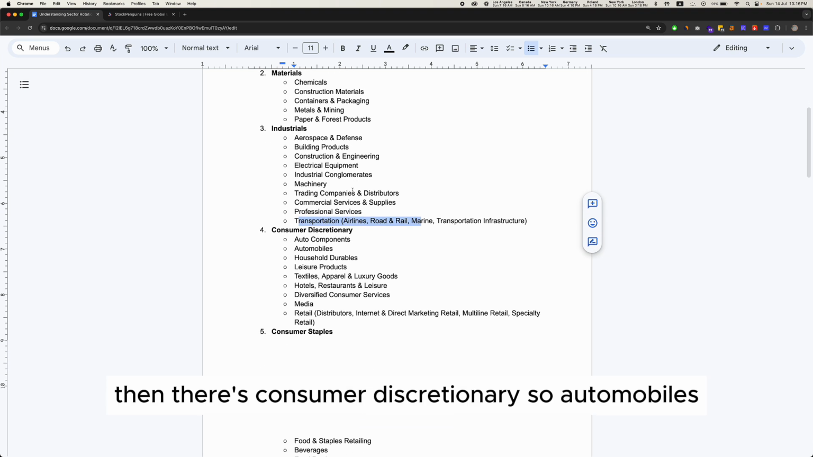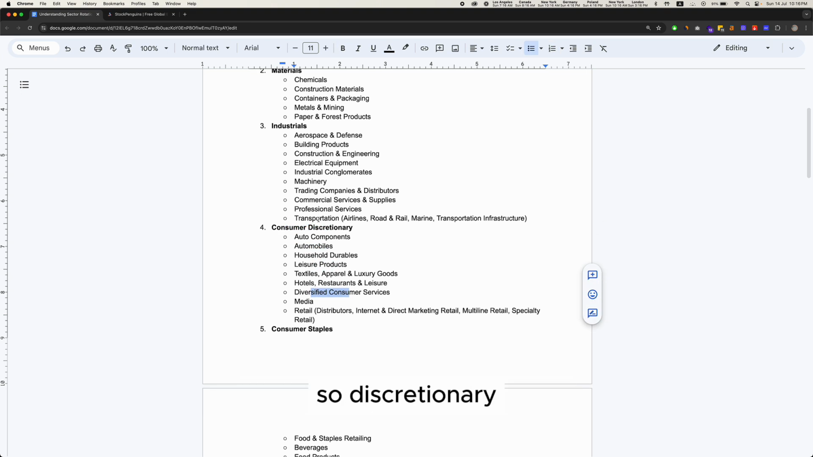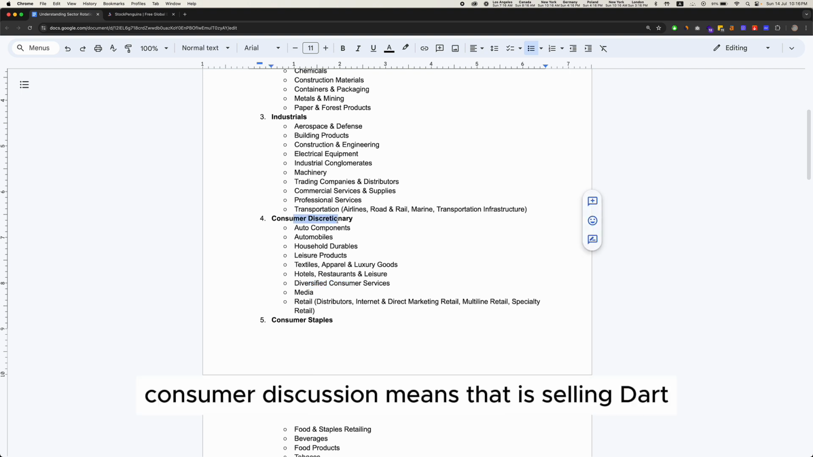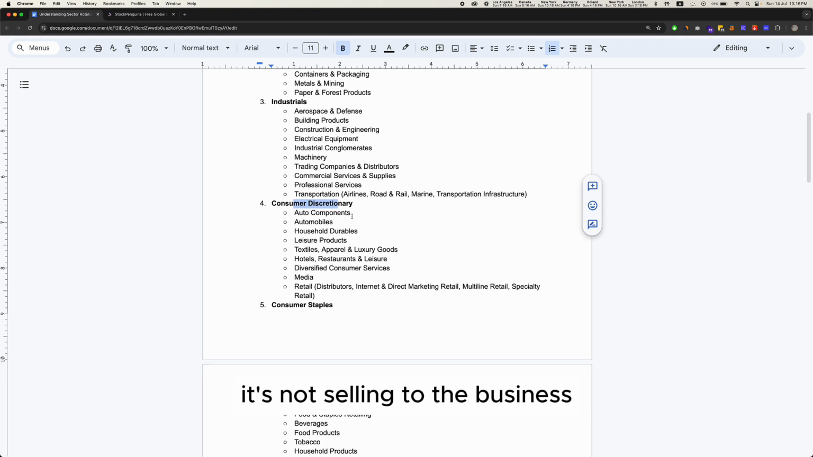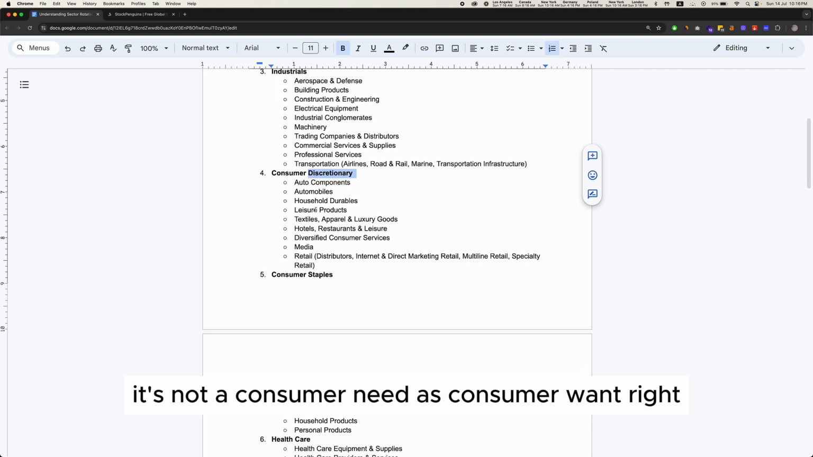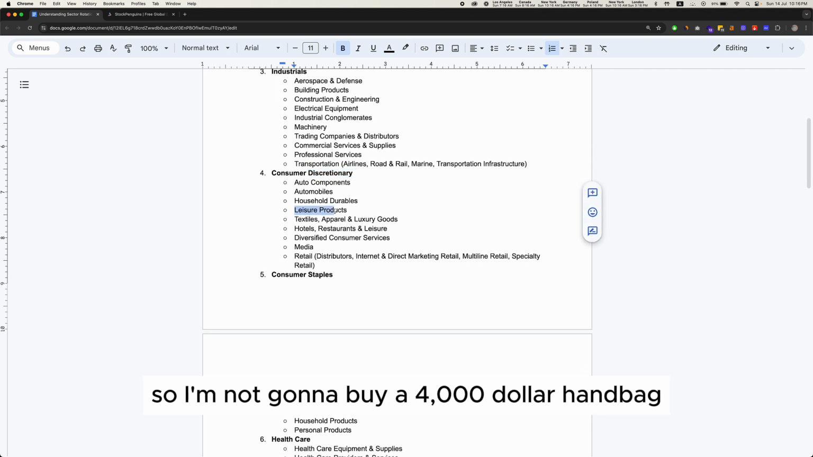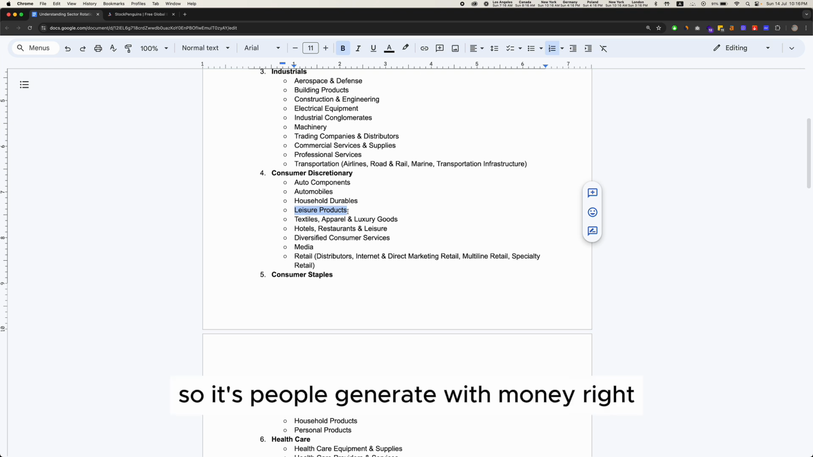All right. Then there's consumer discretionary. So automobiles, leisure products, hotels, right? Consumer discretionary means that it's selling direct, generally to the consumer. It's not selling to the business. And discretionary means that people are only going to spend on these things when they really have money or when they want to. It's not a need. It's not a consumer need. It's a consumer want, right? So I'm not going to buy a $4,000 handbag if I don't need it. It's only when I want it, right? So it's people generally with money, right?